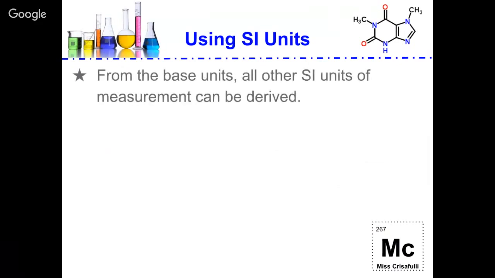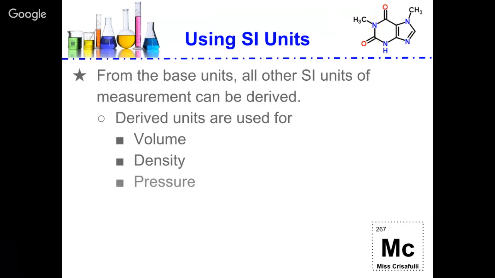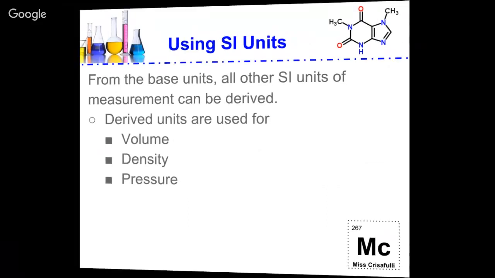From the base units, all other SI units of measurement can be derived. So you can derive volume, density, and pressure from all of those base units.